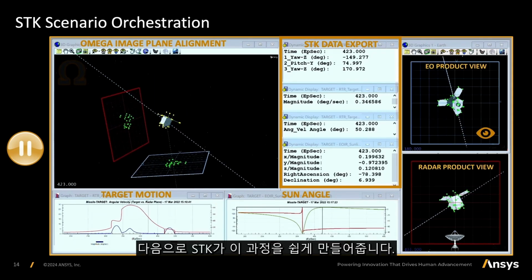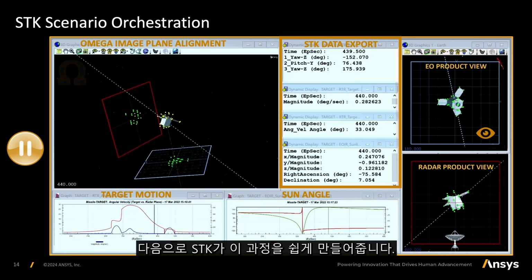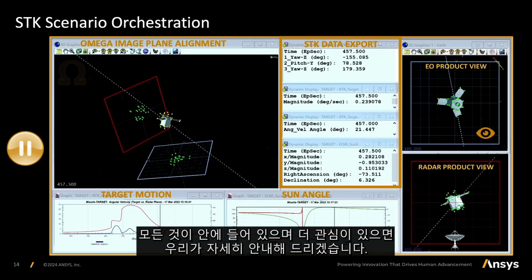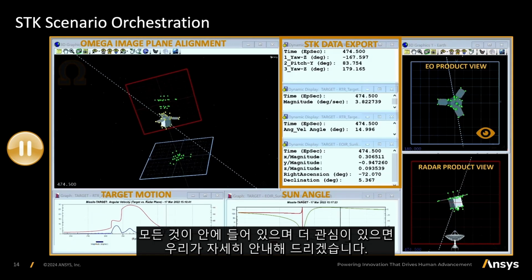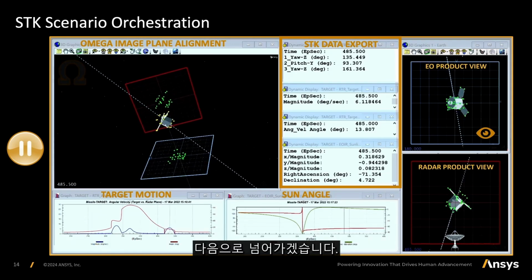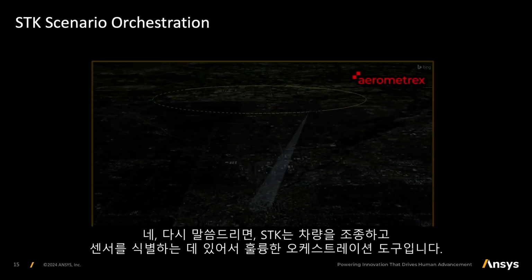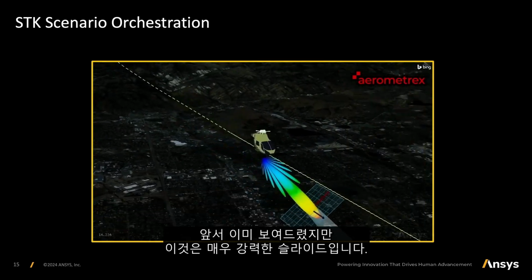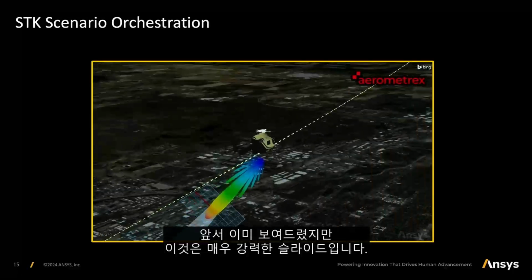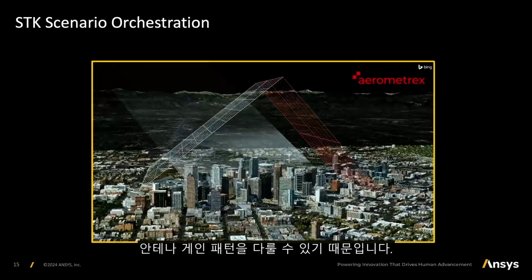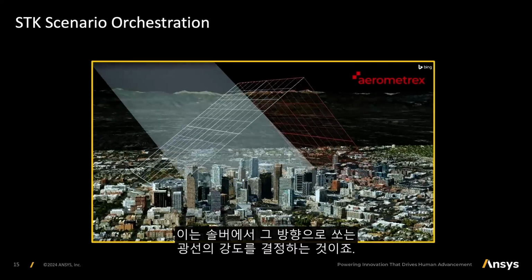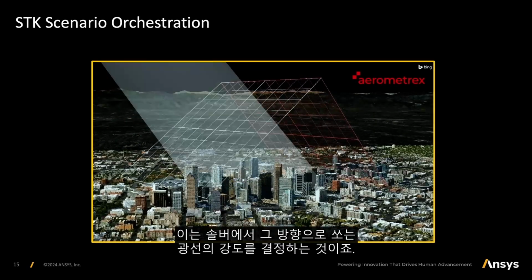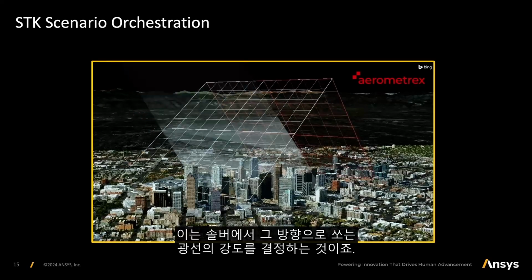The next part is SDK makes that easy. It's all inside there, and anybody who's more interested in that will be happy to show you more about that. Okay, so again, orchestration: SDK is fantastic at flying the vehicles and identifying the sensors. I already showed you this before, but it's a very powerful slide because we allow you to put in that intended gain pattern, which dictates the intensity of the rays that we shoot in the solver in that direction.